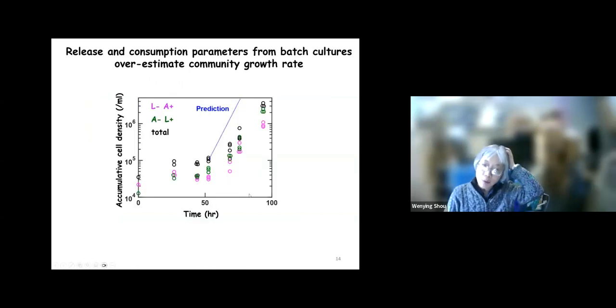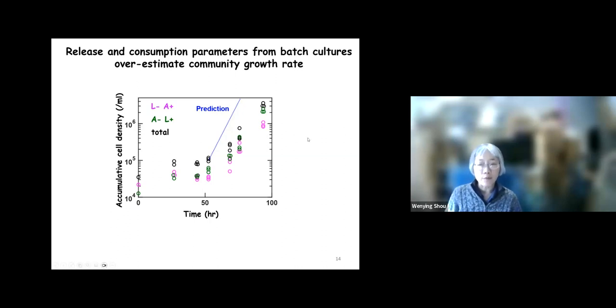So this is the real experimental data, and this is the predicted data, right? How predicted? Given the measurements we did in batch cultures. The prediction is a lot faster than the observed community growth rate. So that was very discouraging to me, right? I thought I had engineered the simplest possible system, a cross-feeding system. And the minute I started quantifying those parameters, it just wouldn't work.